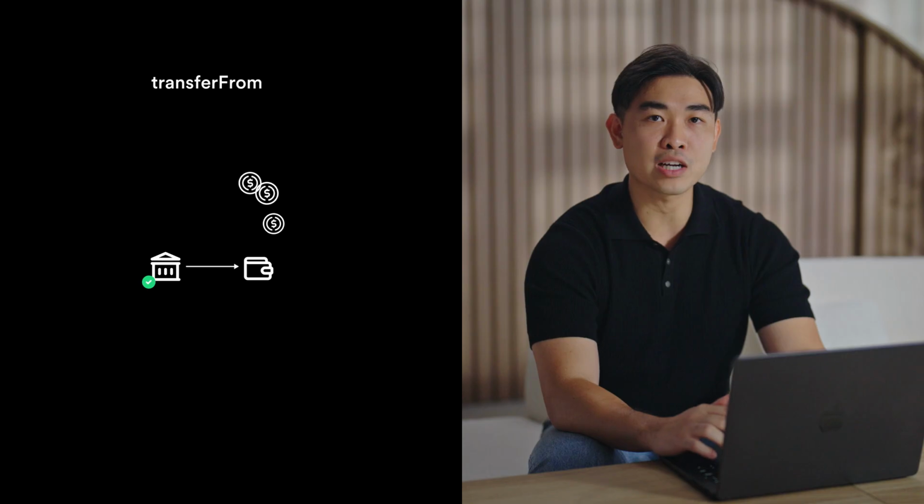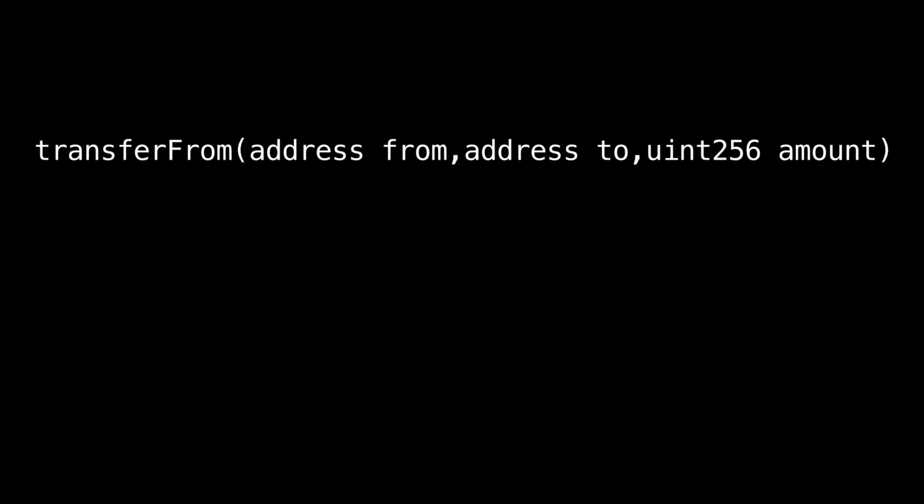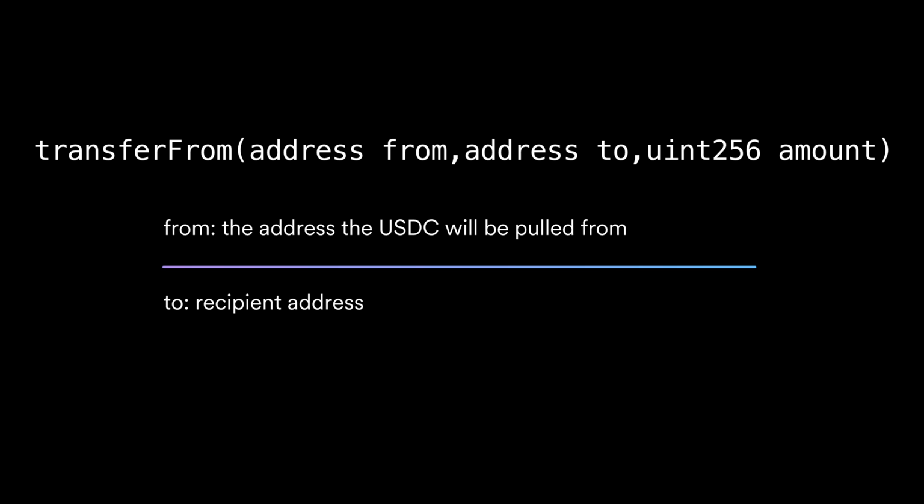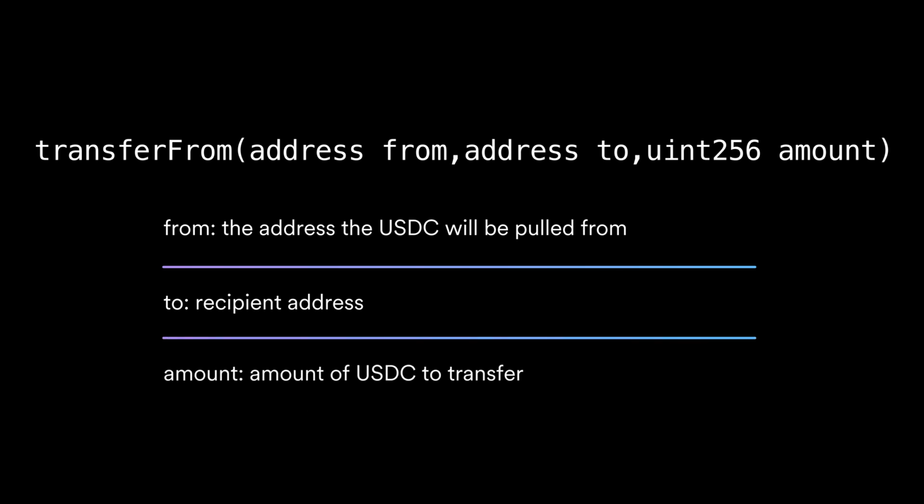The transferFrom function is the utility company actually charging your account on the due date using the permission you previously gave. When working with USDC, the transferFrom function takes 3 parameters. The first is from, which is the address the USDC will be pulled from, usually the one that called approve. The second is to, which is the recipient address. And the third is amount, which is the amount of USDC to transfer.